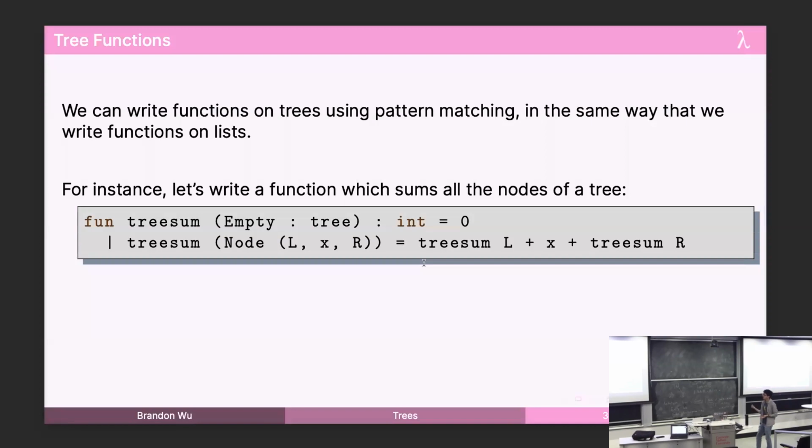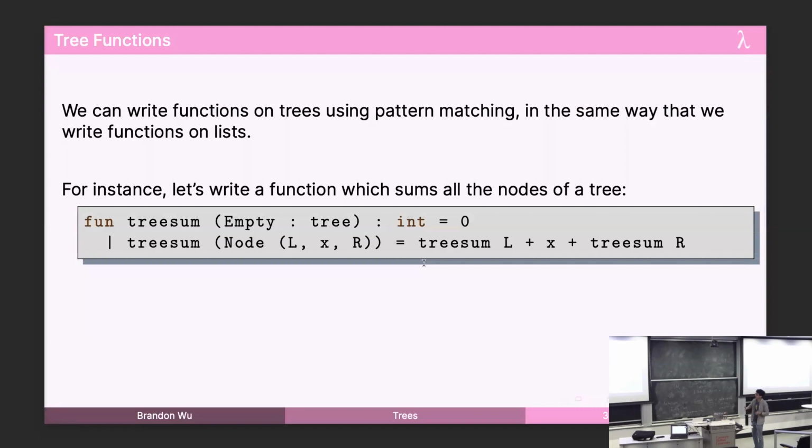For the node case, tree sum on that is now a recursive case. I have to make a recursive call. In particular, I have to make two recursive calls because I have two subtrees that I might want to get the sum of. So to do tree sum of node of L, X, R, you take the recursive leap of faith. If I assume that tree sum of L is the sum of all the nodes in my left subtree, and tree sum of R is the sum of all the nodes in my right subtree, is it not the case that the sum of the whole tree is those two quantities plus my root? So think recursively.